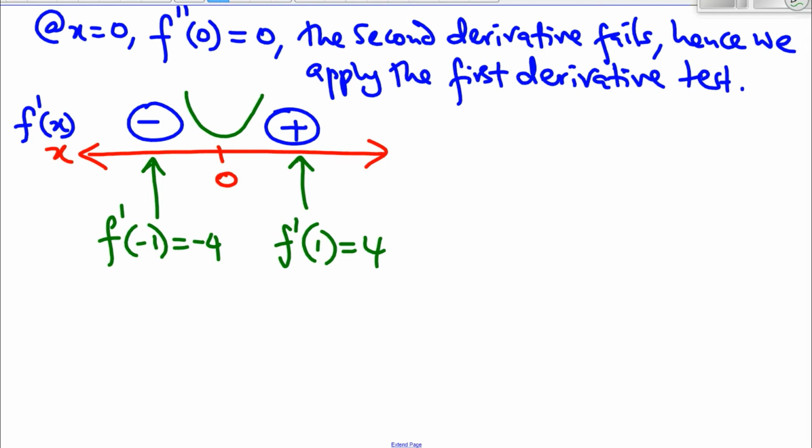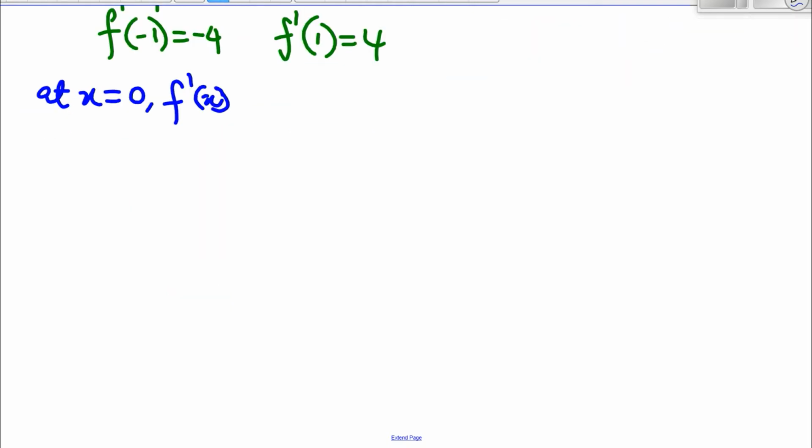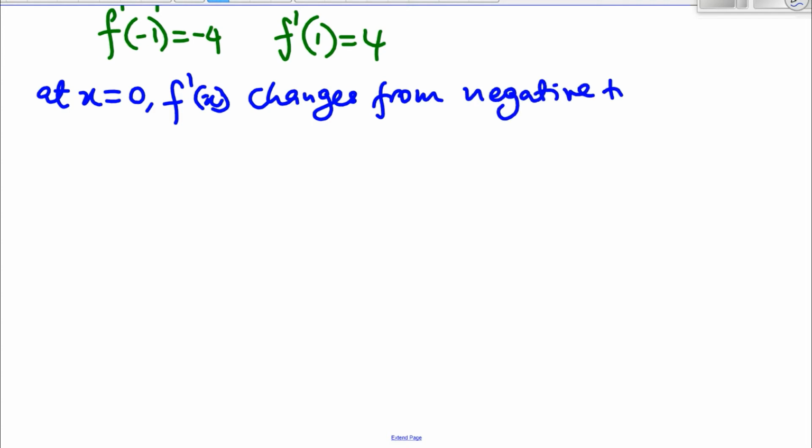So we can say in conclusion that at x equals 0, the slope is changing from negative to positive. So f dash x changes from negative to positive, and therefore we have a minimum point.